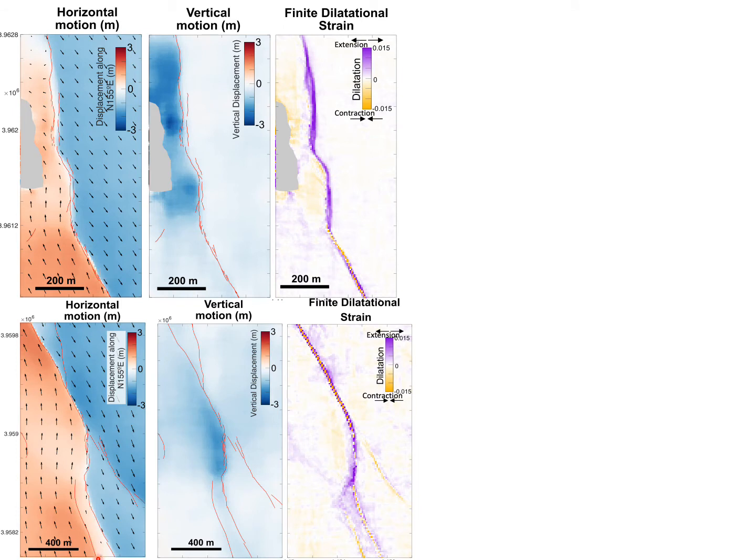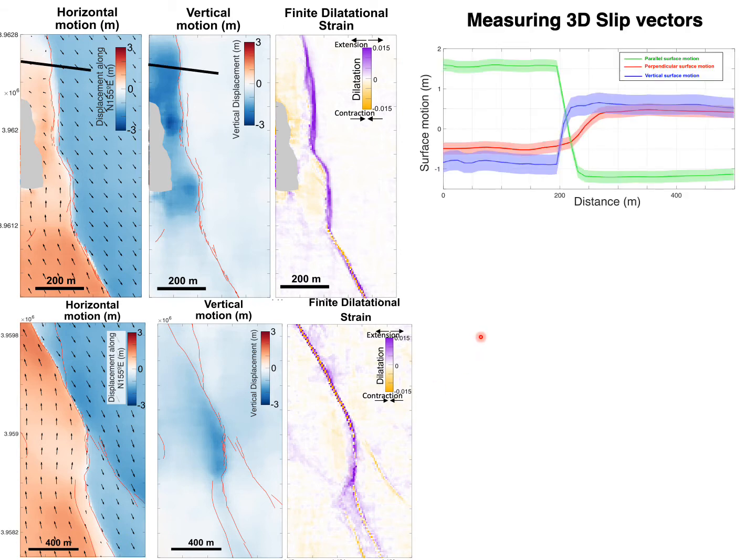And so you can see this again here in another transtensional right bend. You have this right lateral shear and then this component of extension, and this vertical subsidence, and there's positive dilatational extensional strain occurring in this right bend.